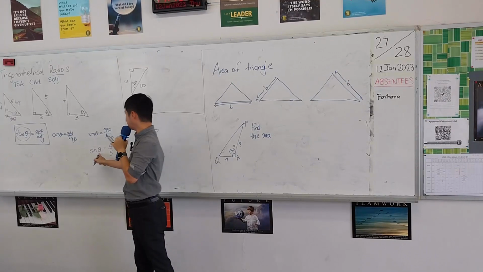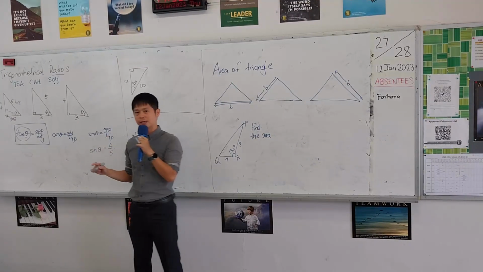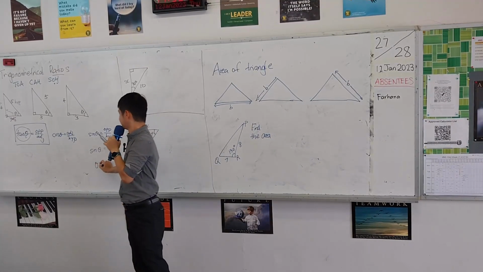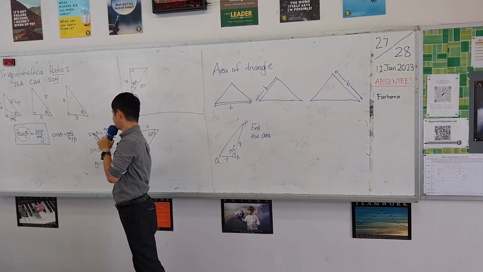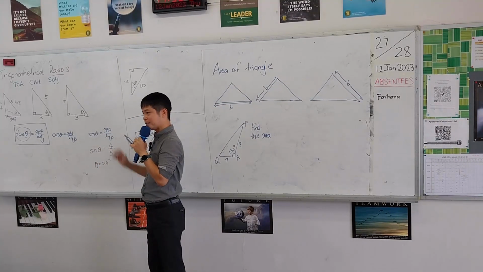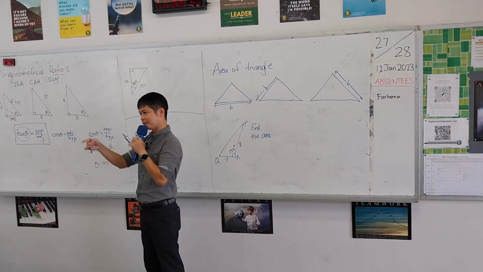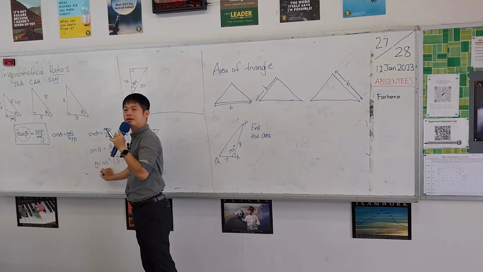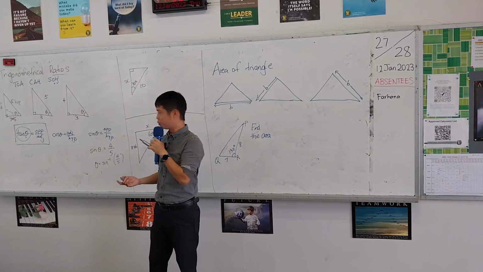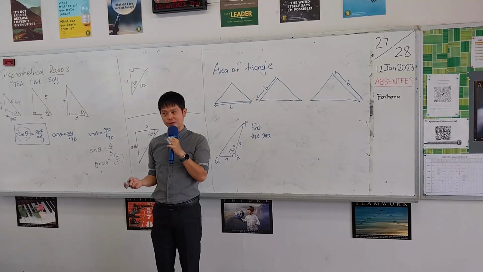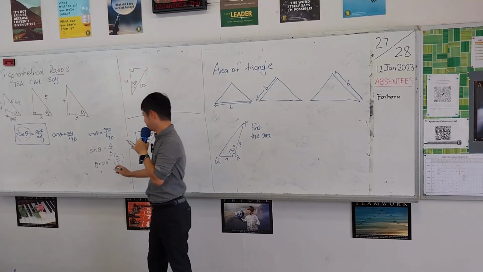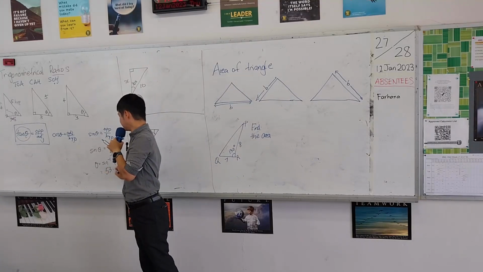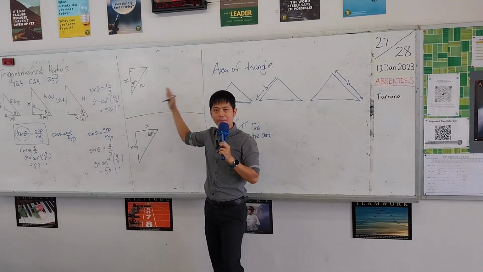The problem is, how do we find theta? I want to remove the sine. You press shift, then the sine button, and then 4 over 5. Help me to press. The answer is 50 something. What do we get? 53.1.